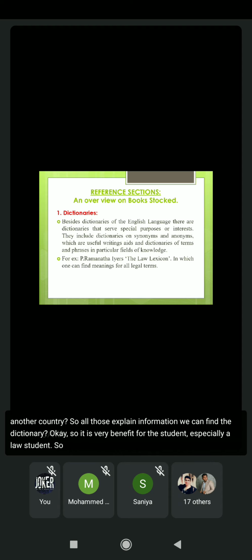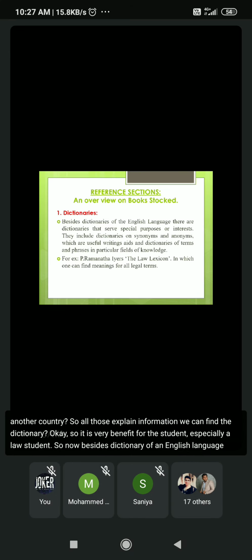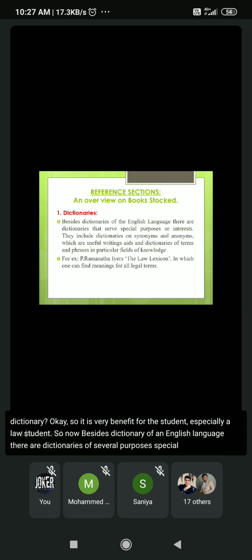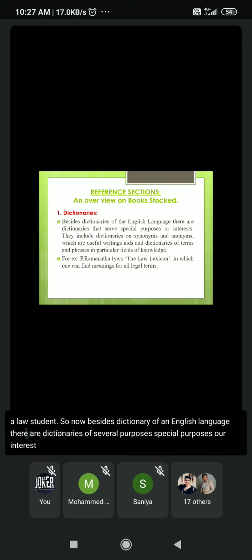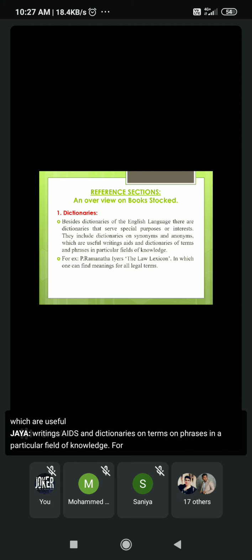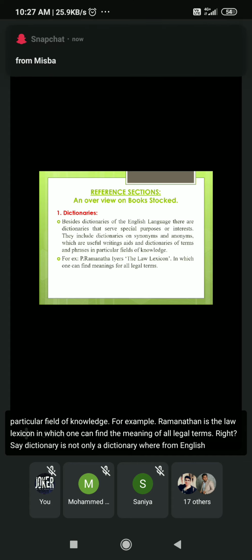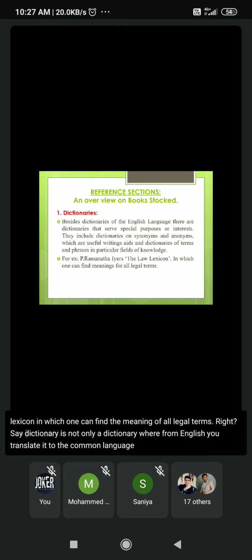Now, besides the dictionary of the English language, there are dictionaries for several special purposes or interests. They include dictionaries of synonyms and antonyms, which are useful writing aids, and dictionaries on terms or phrases in a particular field of knowledge. For example, Ramanathan Iyer's The Law Lexicon, in which one can find the meaning of all legal terms. See, a dictionary is not only where you translate from English to the common language. It is not like that.